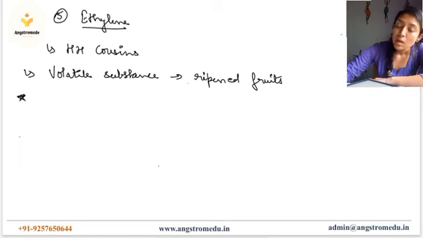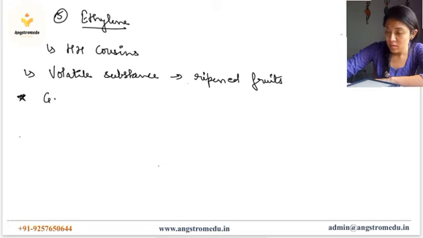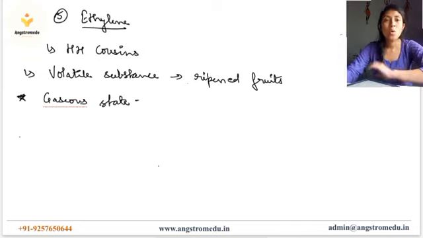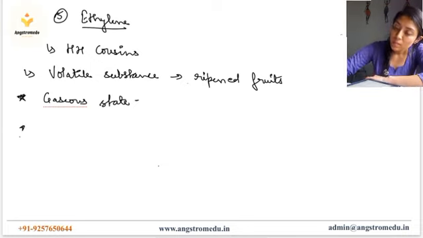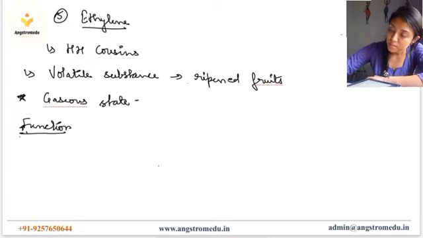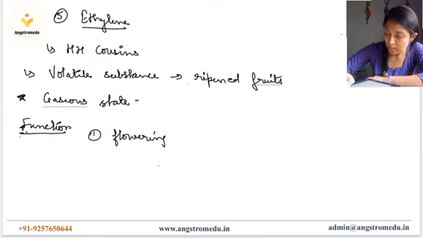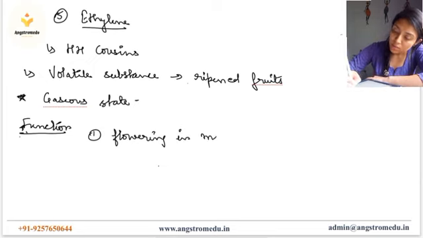All right, but before that, one more thing is there. It is the only PGR that is present in gaseous state. All other are crystallized compounds. This is the only PGR that is present in your gaseous state. Okay, now first thing, the function. So its first function is it promotes flowering in mango.